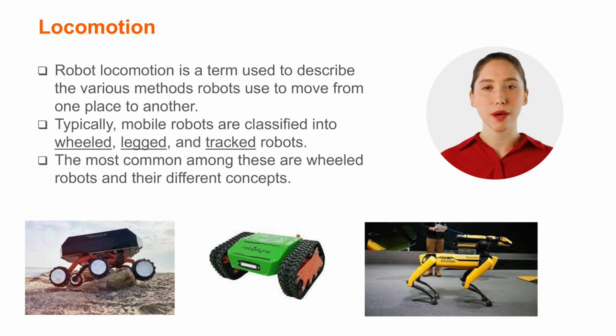Among these, wheeled robots are the most widely used because of their stability, efficiency, and ease of control. Understanding these locomotion types helps us develop better navigation and motion planning systems.